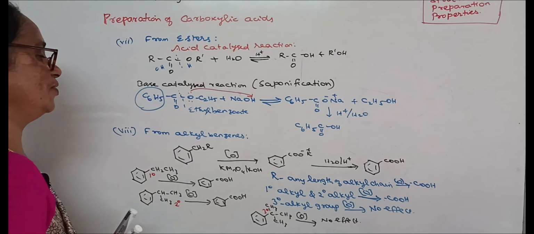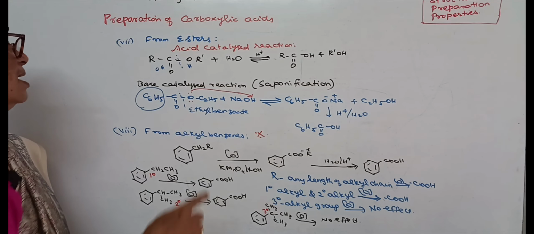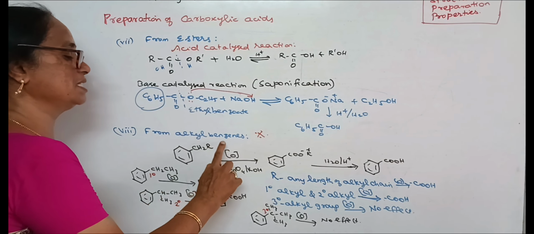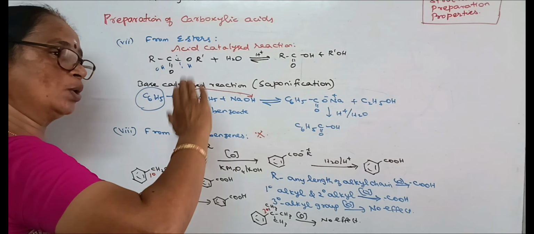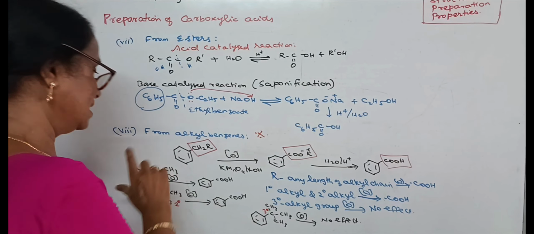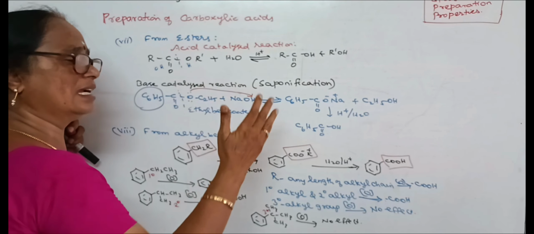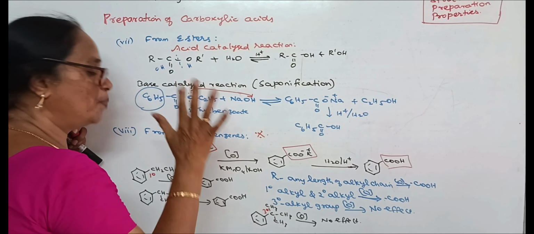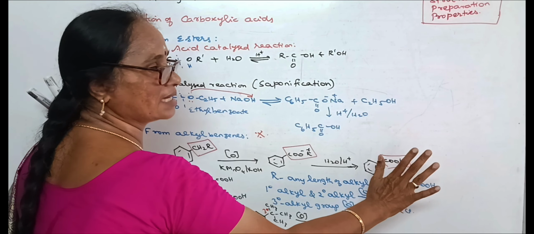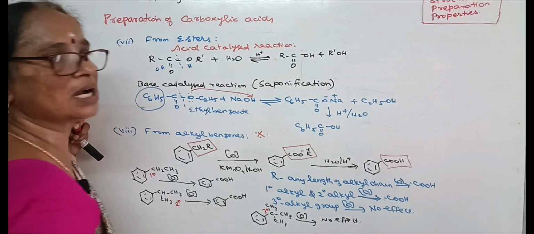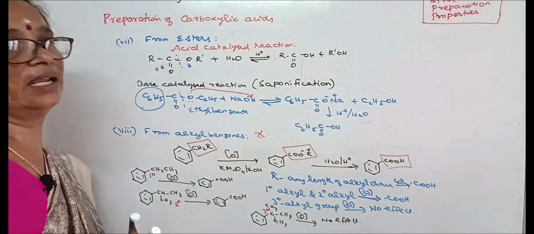The next one is from alkyl benzene. It is a very important one. Why? Because this is the alkyl group present in the benzene as a side chain. This side chain may be of any length. In such cases, the benzene with an alkyl chain of any length, upon oxidation, is simply oxidized into its carboxylic acid. So this formation of carboxylic acid is irrespective of the length of the alkyl chain.